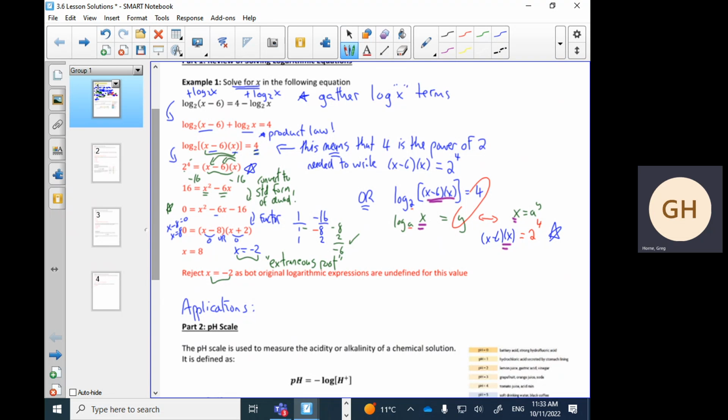That's an extraneous root, so we reject it, and so we say, okay, the value of x that satisfies that is just 8.